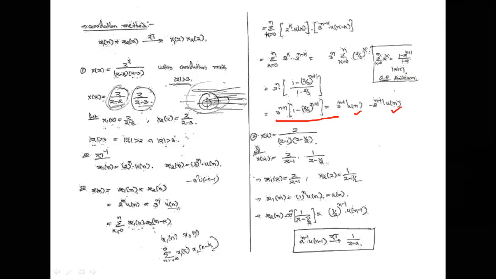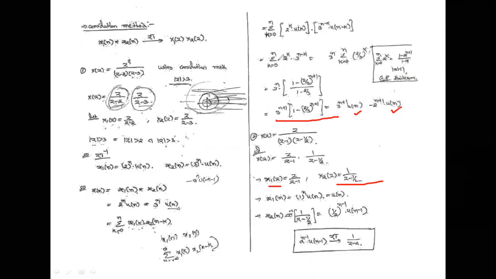And another example we have here: z by z minus 1 and 1 by z minus 1 by 2. Take the function z by z minus 1 as X1 of z and 1 by z minus 1 by 2 as X2 of z. And x1 of n is 1 whole power n mu of n, and this value is mu of n. x2 of n is not in the form of z by z minus a. When it is z by z minus a, then only we have a power n mu of n.